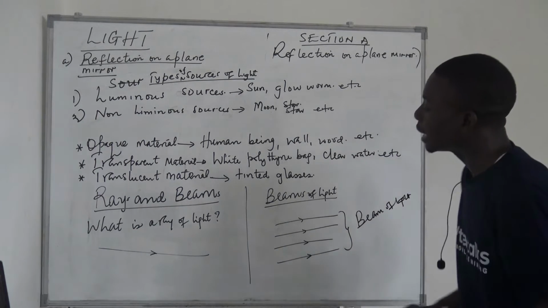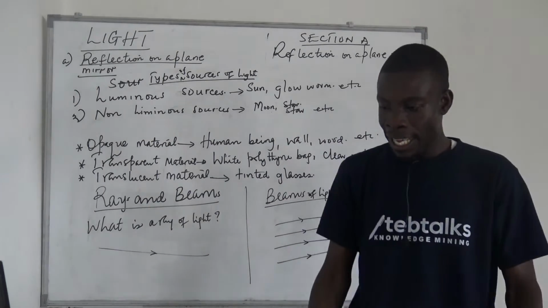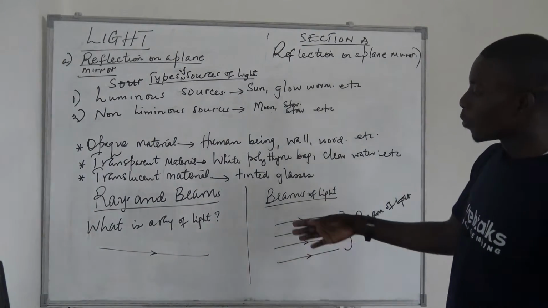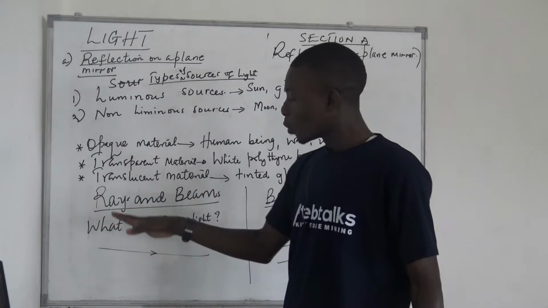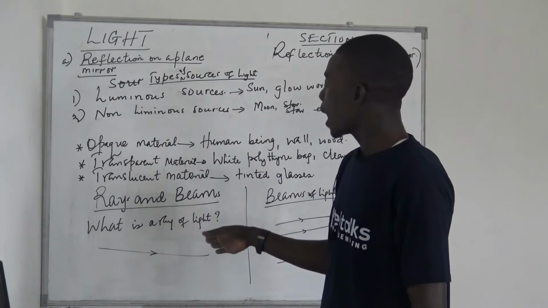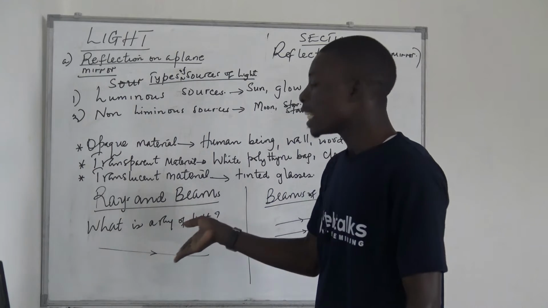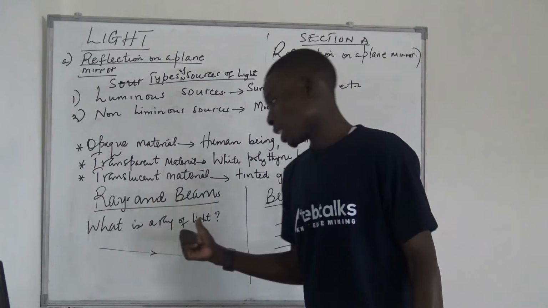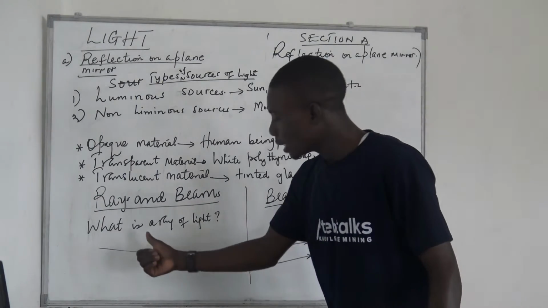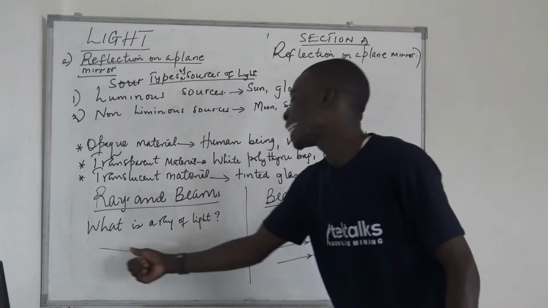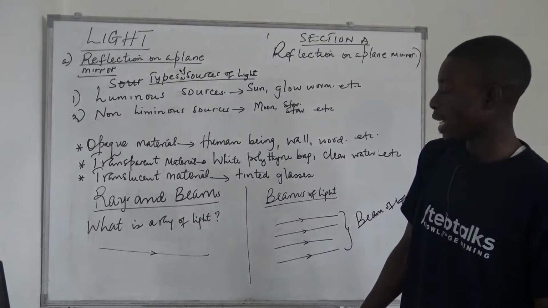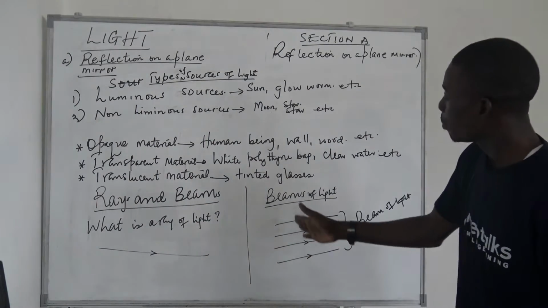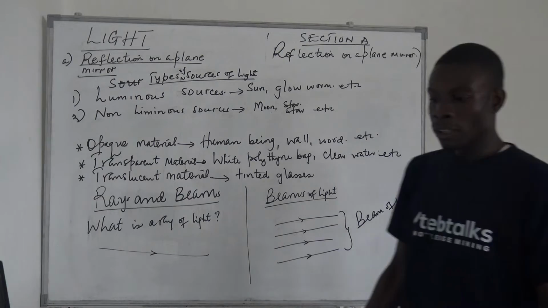But the single one is called a ray. Is that okay? Good. Let me hope we are together. We can now distinguish between what is a ray and what are beams. And if we are to represent it diagrammatically, we say the ray is the path taken by light, and a single arrow represents a ray, while a beam is the collection of the rays. It can be drawn in that format.